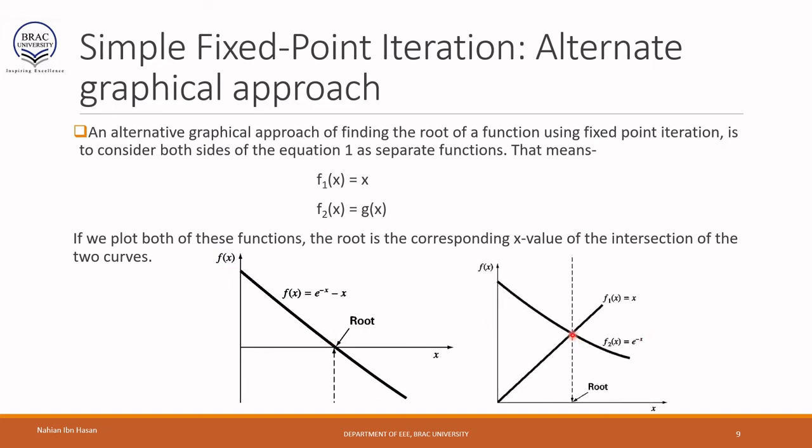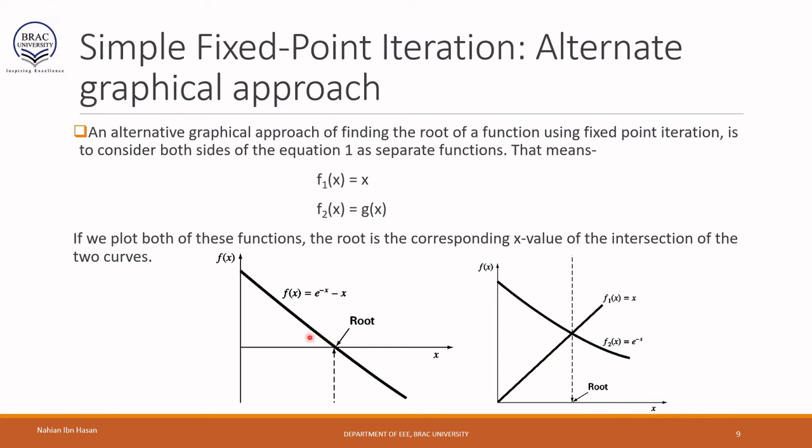If we plot these two functions separately, f1 of x and f2 of x, we will get a single intersection point at this point. Look at this. This intersection point is our desired root. Remember, the function value is not our desired root. Rather, where the functions intersect, the corresponding x-axis location is our root. So that is an alternate approach to our simple fixed point iteration.